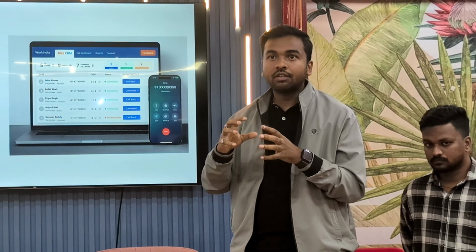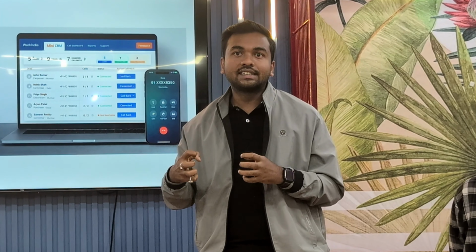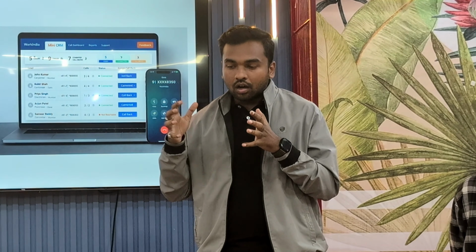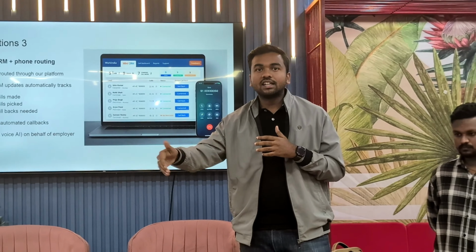And in future, we can even give the option for an AI voice call, so that the voice will directly call the lead and then the system will receive the lead. So I think this is where WorkIndia will have some idea of what is going on after sending the leads to the employer.